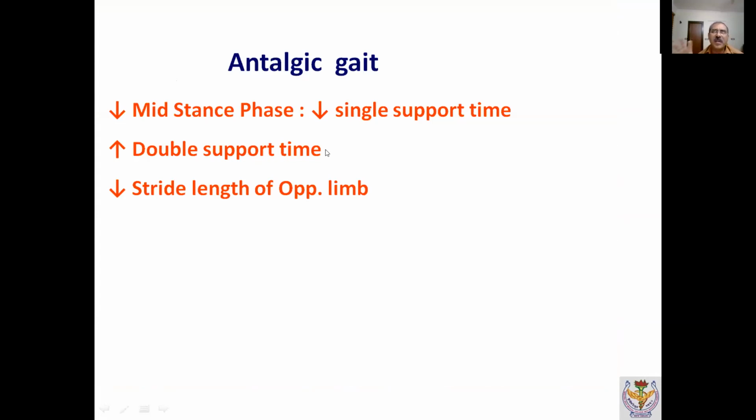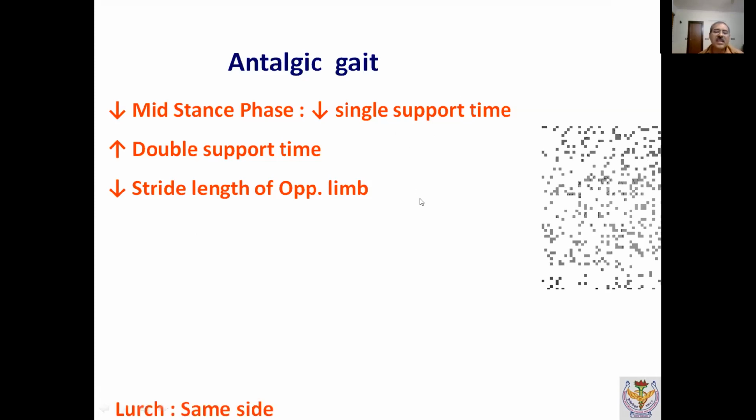Because he's not having a loading response in single limb stance, he takes a double support. And very important is that the stride length of the opposite limb decreases. I'll show how this happens on the opposite side in the next video, because the moment he takes a longer step length on the opposite side, he has to stand on one limb, the affected limb, for a longer time. That is causing more pain. So he will take a shorter step on the opposite side.